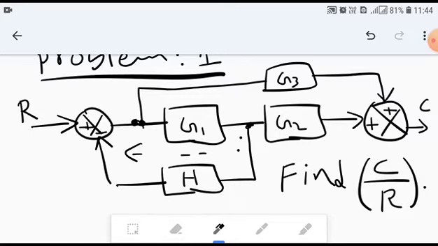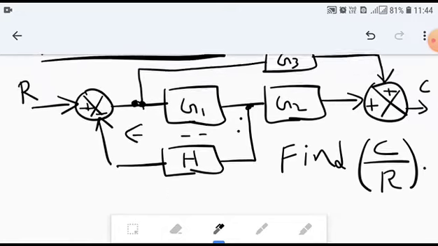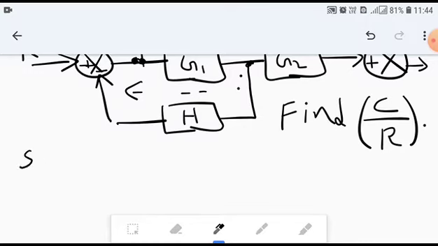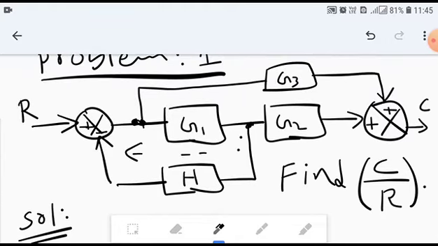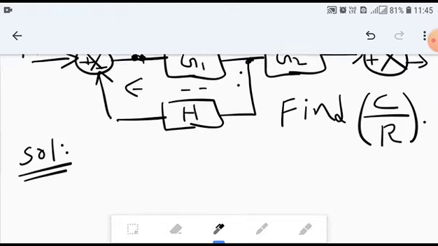And to simplify this block diagram and finally to find C by R, you should first know block diagram reduction algebra, which I have already taken a class on. So if you have doubts or you have not listened to that class, first listen to that class where I have explained about block diagram reduction algebra. Okay, so here they are asking to find C by R transfer function. So step by step we'll solve.